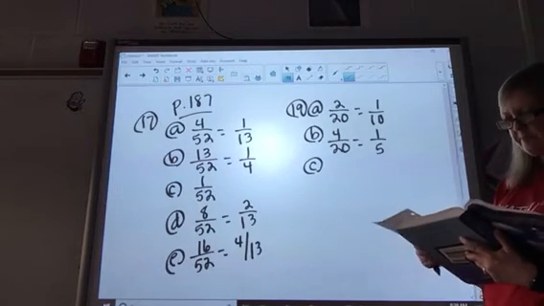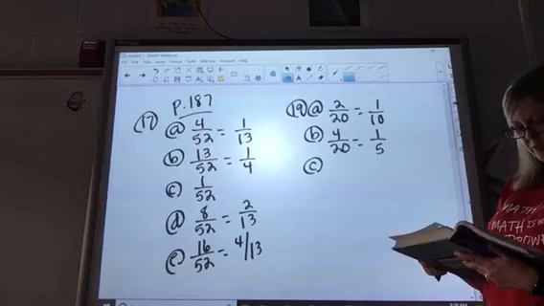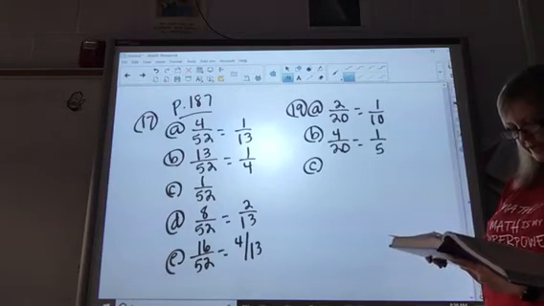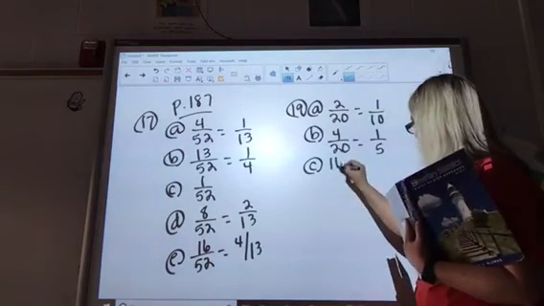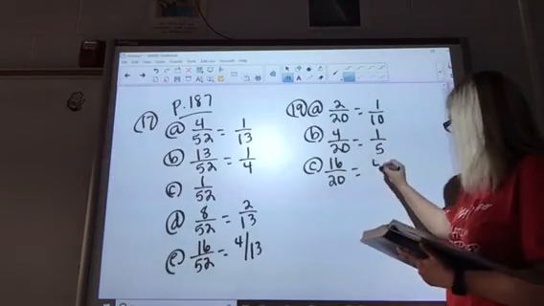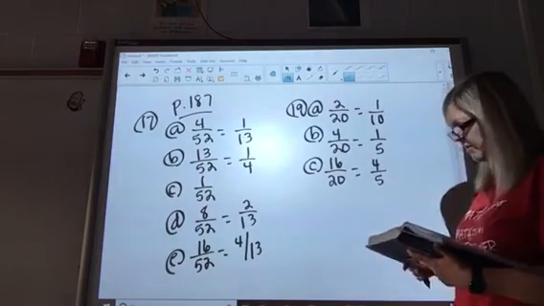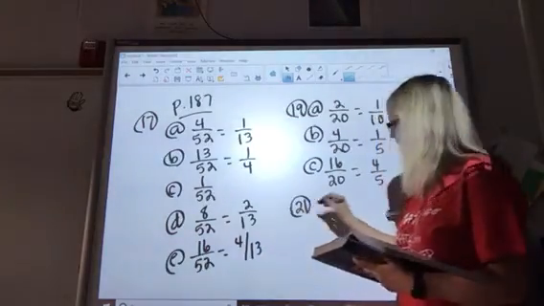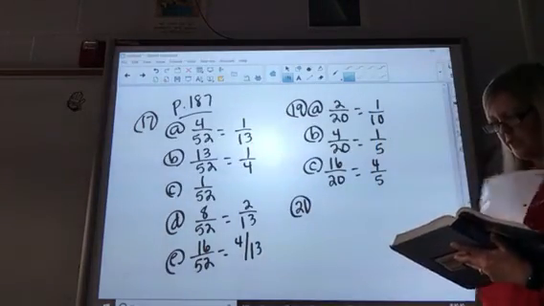says customer wins a coupon. You win a coupon if you spin a 3 or a 4, so that's 16 out of 20, which reduces to 4/5. Okay, the last one I'm going to do with y'all in this section is 21.